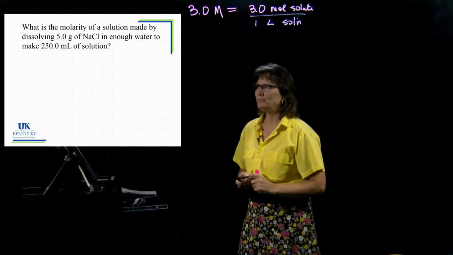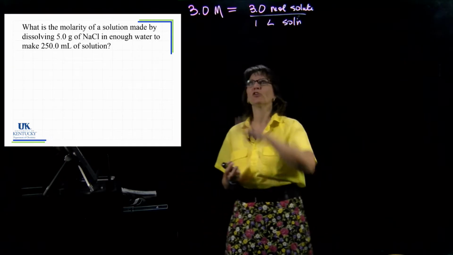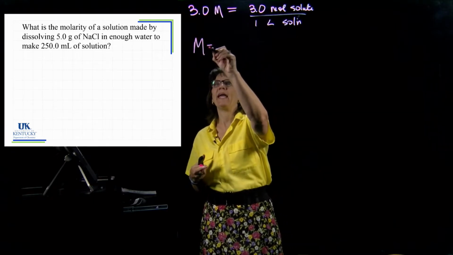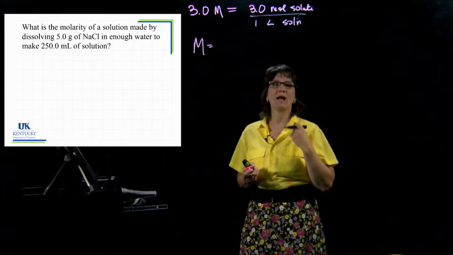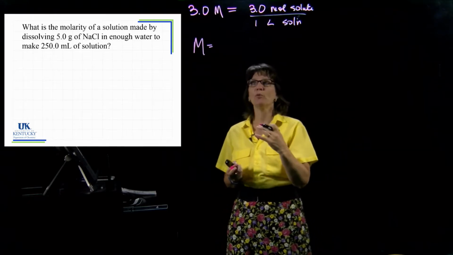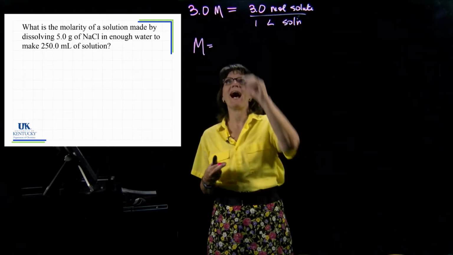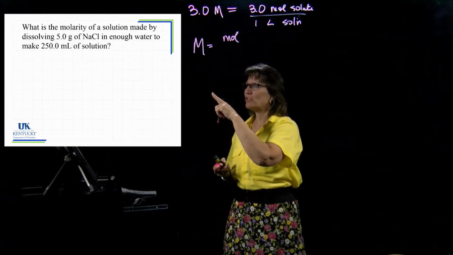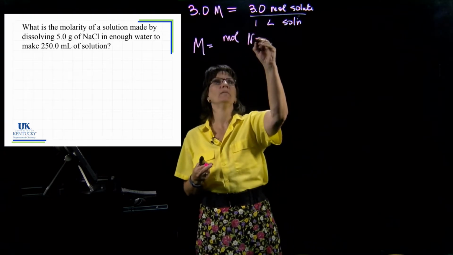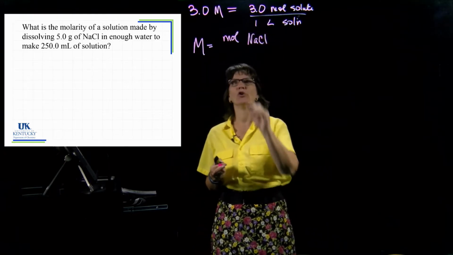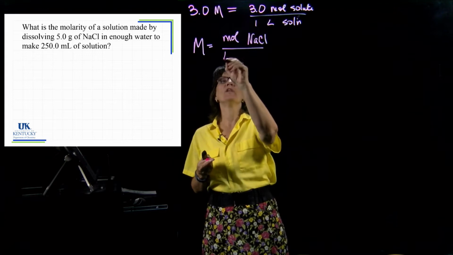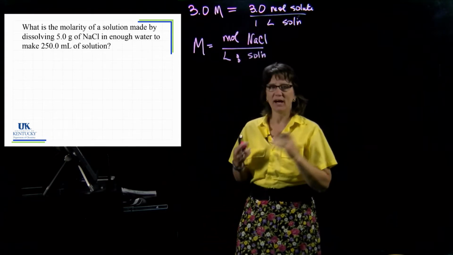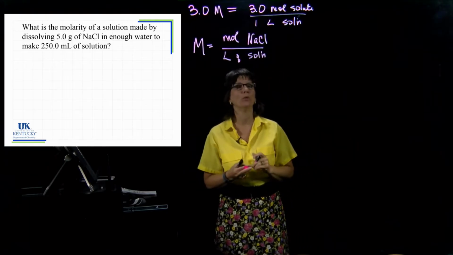Here is a problem. We're going to calculate the molarity of a solution, so we want to know what the molarity is. It's given us some information, but what I know is if I'm trying to calculate molarity, I must know the moles of solute. And in this problem, they're telling me the solute is sodium chloride. So I need to know the moles of solute, and I must know the liters of solution. If I know those two things, I can divide them into each other, and I will now know molarity.